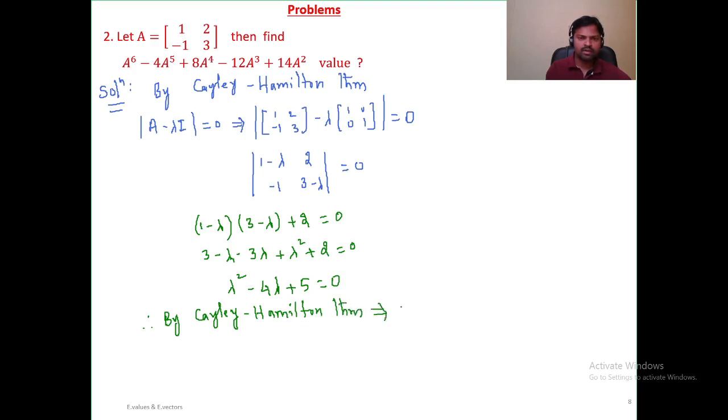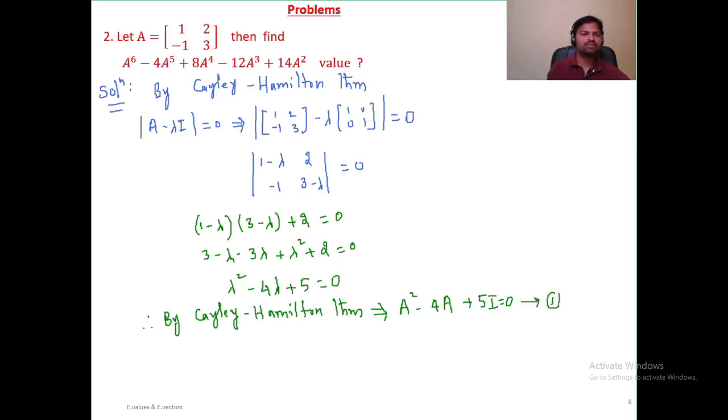What can I write? A squared minus 4A plus 5I equals the null matrix. No need to verify here, because by the theorem, every square matrix compulsorily satisfies its own characteristic equation. So directly you can write like this: A squared minus 4A plus 5I equals 0, the null matrix.